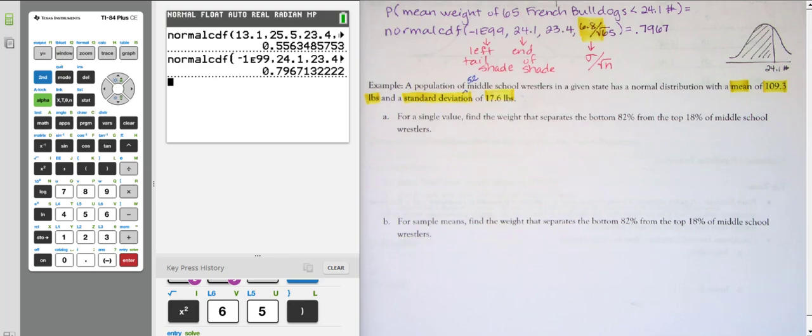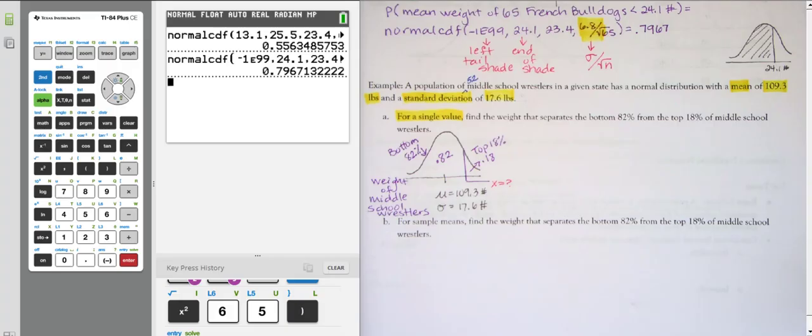Again, we want to be able to understand when you have to apply the central limit theorem and when you don't. For the first example, it says for a single value. This is the same as if you're looking for an individual. You're finding the weight that separates the bottom 82% from the top 18% of middle school wrestlers. The central limit theorem does not apply to this problem.